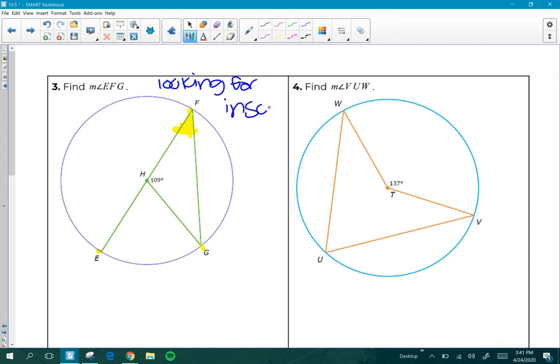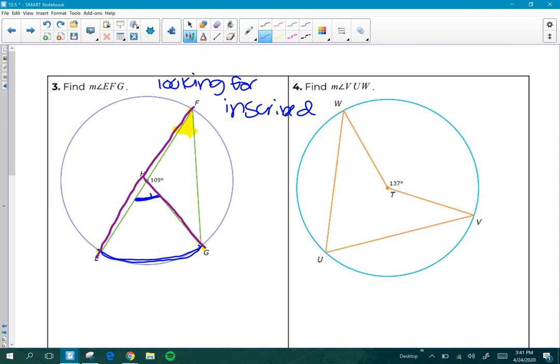So I'm looking for an inscribed angle. In order to do that, I need to know its central angle. I need to know the central angle that maps arc EG. So that means I need to know this guy, right? And I don't have a number there. So I don't have a number for that guy, and I need to find this guy. But I have a straight line.